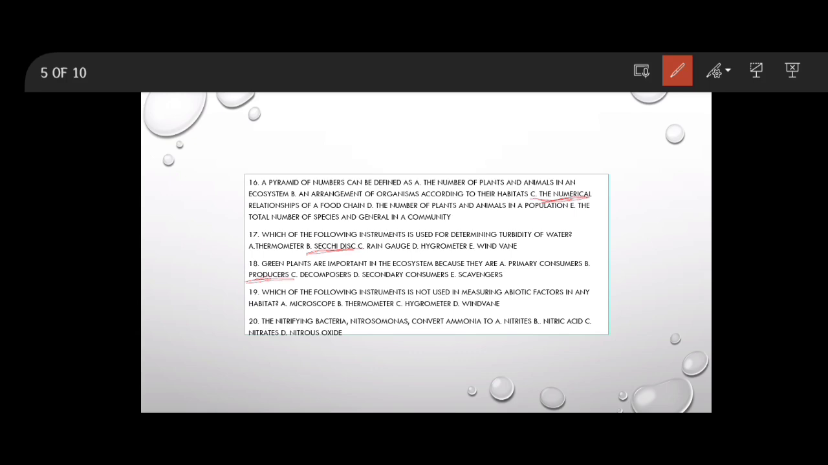We have the microscope. I think this question was also repeated. Yes, we have done it before. So our answer will be the microscope, which is used for measuring microorganisms.